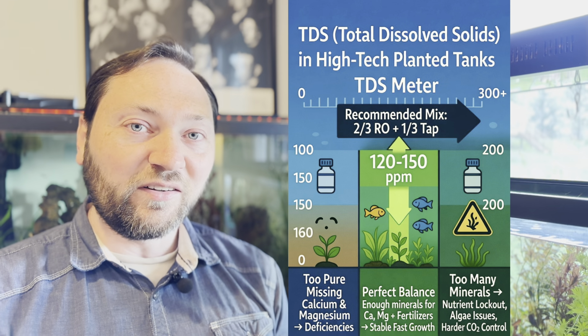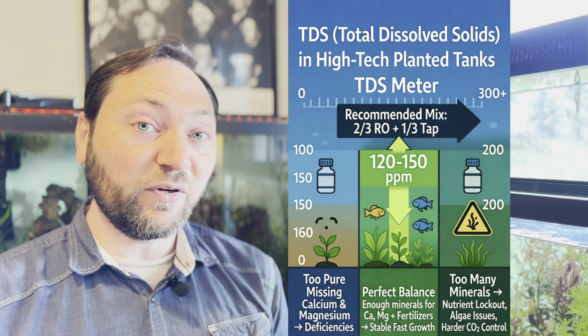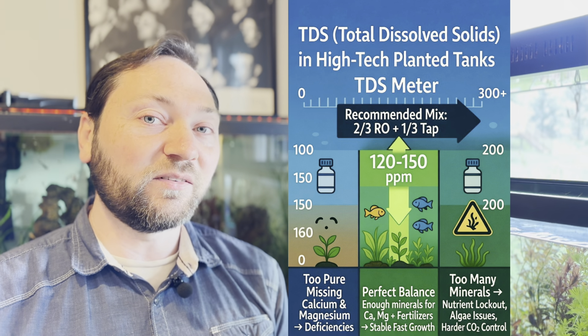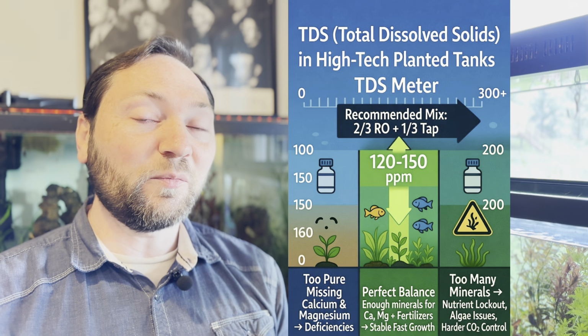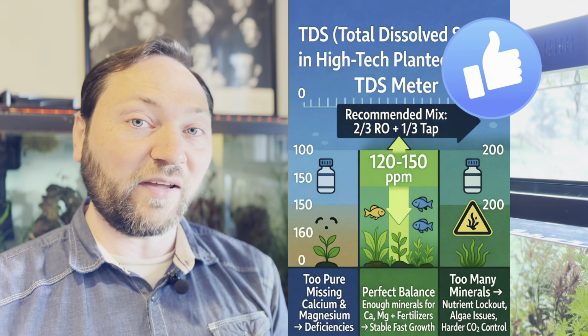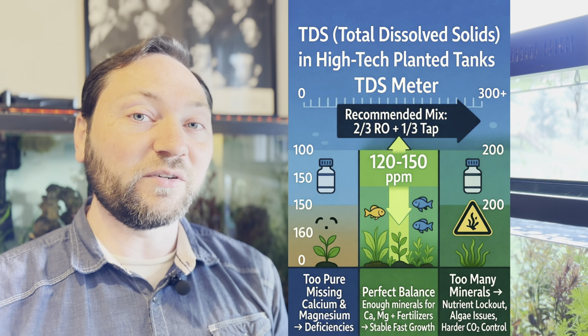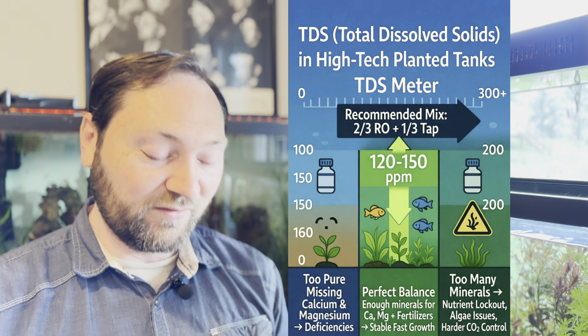The second reason is the total dissolved solids. It's all the mineral content in the water. So all of our liquid fertilizer that we put in the tank, that adds to the total dissolved solids. Also the tap water that we have usually has dissolved solids in the forms of calcium and magnesium. That makes up the majority of the total dissolved solids that are in your water.